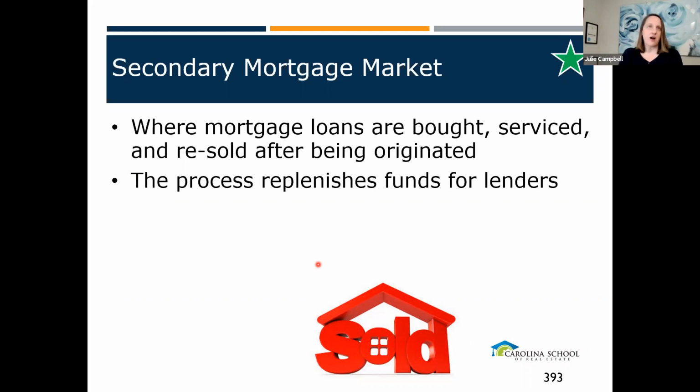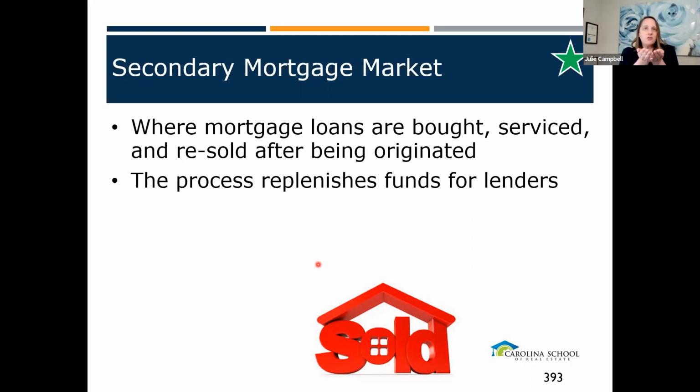I've gotten calls from buyers before. My lender sold my loan. I don't know why. I thought they liked me. I thought they had a relationship. Guys, don't get me wrong. Your lender loves you. They're not selling your loan because they don't like you. Why do they sell your loan? Because it replenishes their funds.